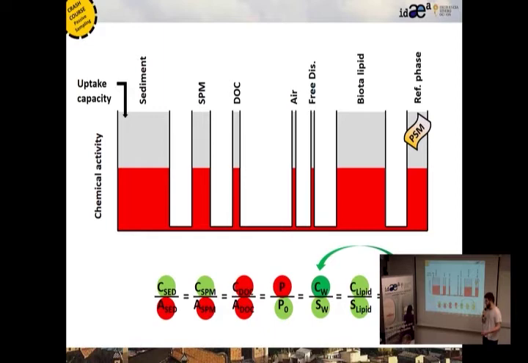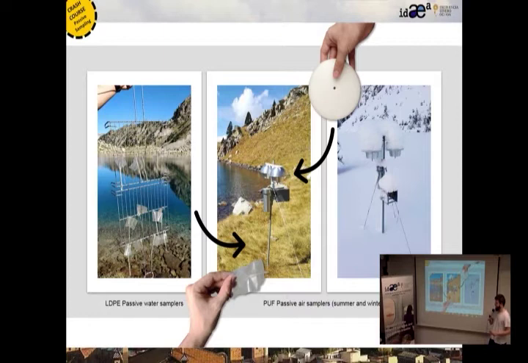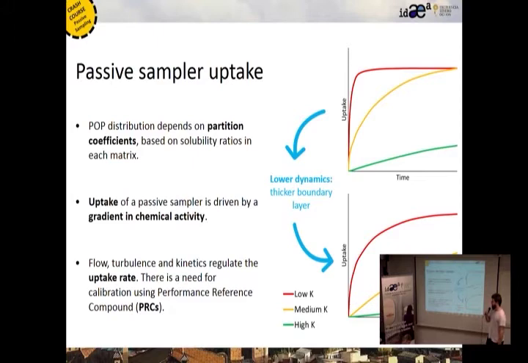In the air and water compartments of our lakes, we used polyurethane foam discs and low-density polyethylene strips that we deployed over several months at a time. The uptake of pollutants of these passive samplers depends on partition coefficients, which are based on solubility ratios between phases, and is driven by a gradient in chemical activity.